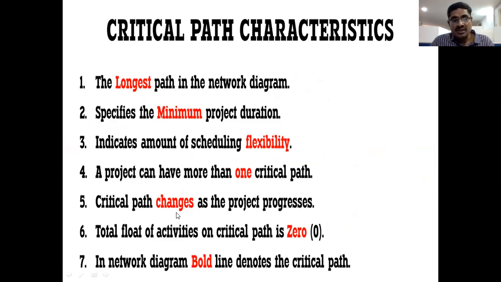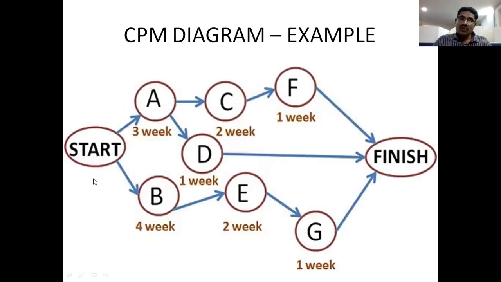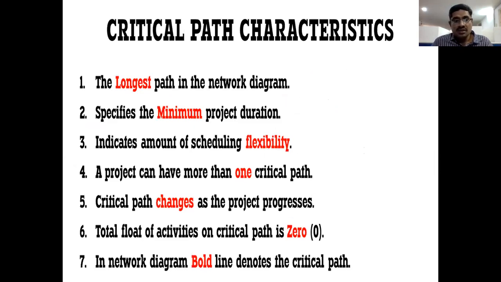Next, the critical path changes as per the project progress. So if the project execution is based upon our pre-decided activities, pre-actions and pre-decided planning, then this diagram and this critical path will change based upon inflation or based upon uncertainty. So the critical path changes as per the project progress. And also the critical path changes as per the uncertainties.